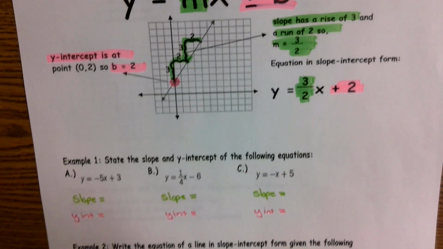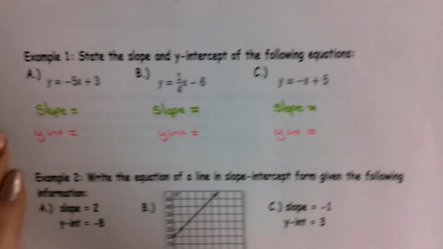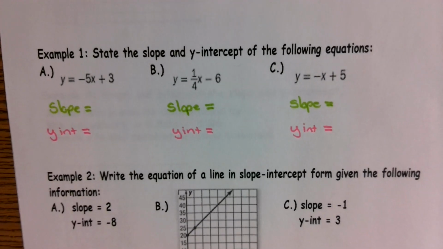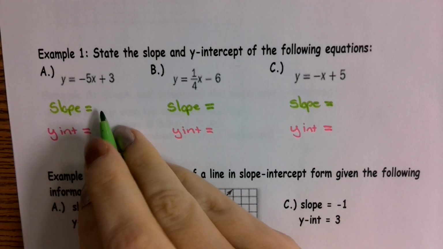Okay, as I said before, these are really quick and easy to be able to identify from the equation. It's y = mx + b. Again, m represents your slope and b represents your y-intercept. So what is the slope for our first one?